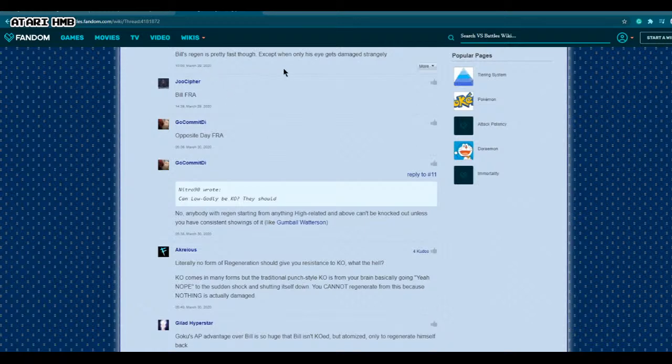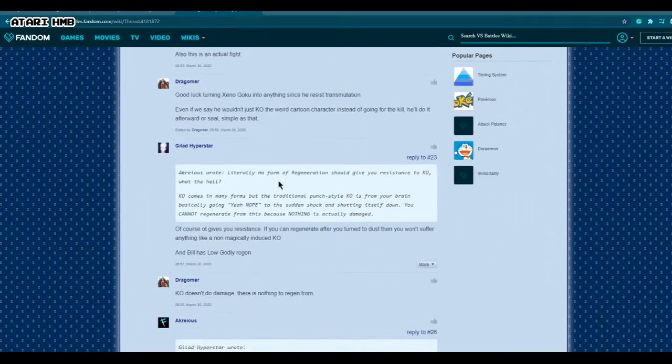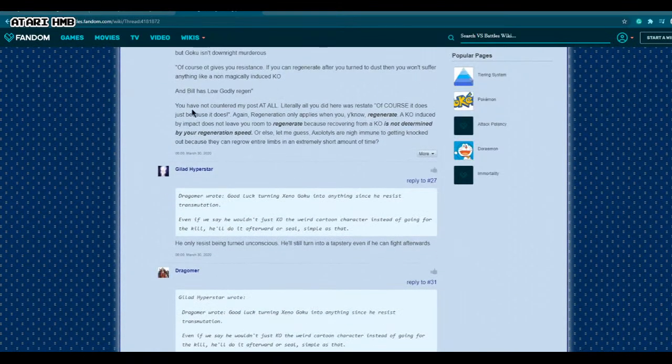Bill's regen is pretty fast, except that only his eye gets damaged, strangely. Goku will already detect a weakness in him, because he would just read his mind or sense his feelings and thoughts. Keep in mind, guys, Xeno Goku is not Dragon Ball Super Goku. He's not Dragon Ball Super Goku at all. Do not confuse the two.